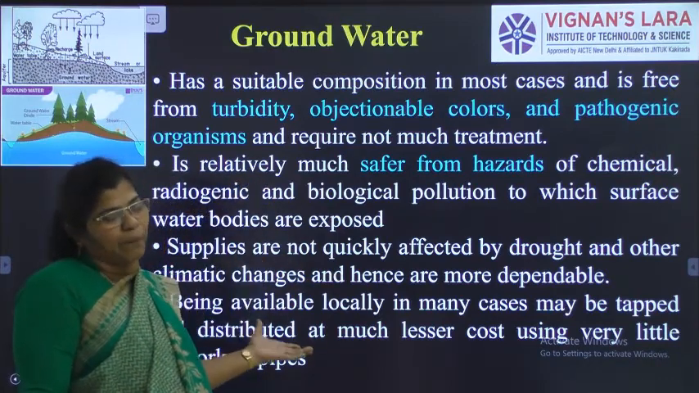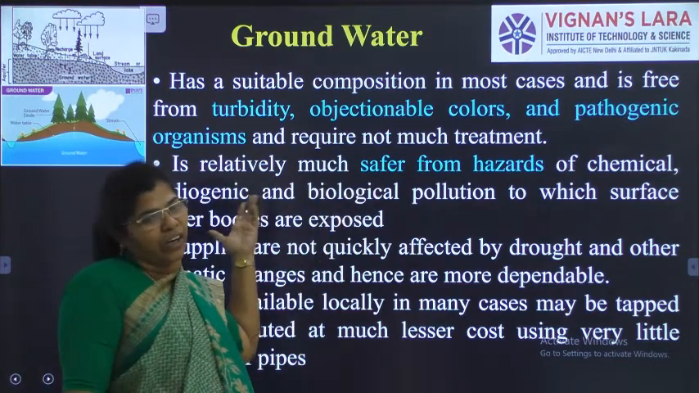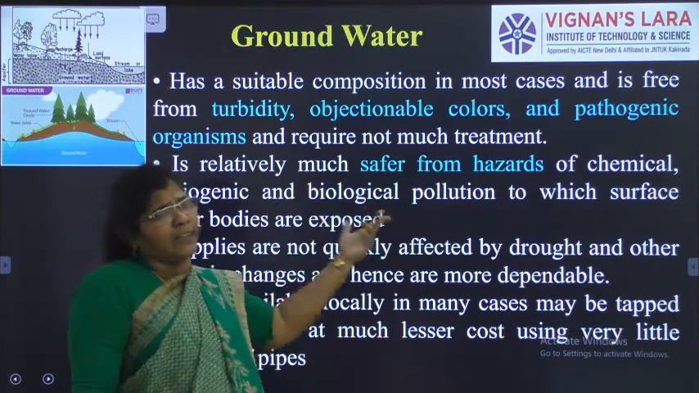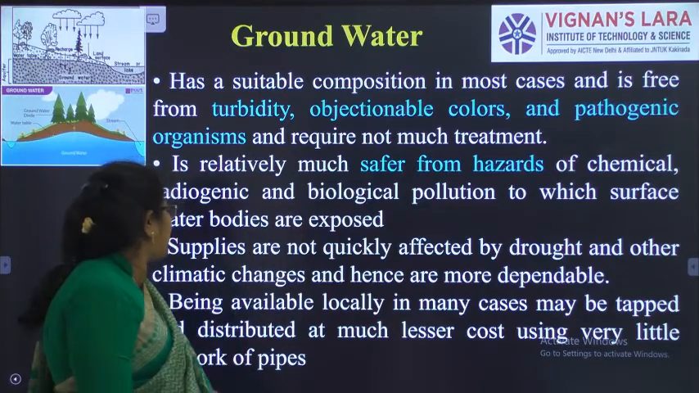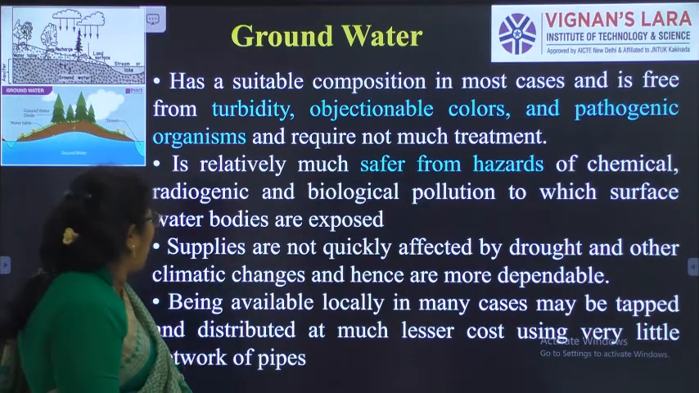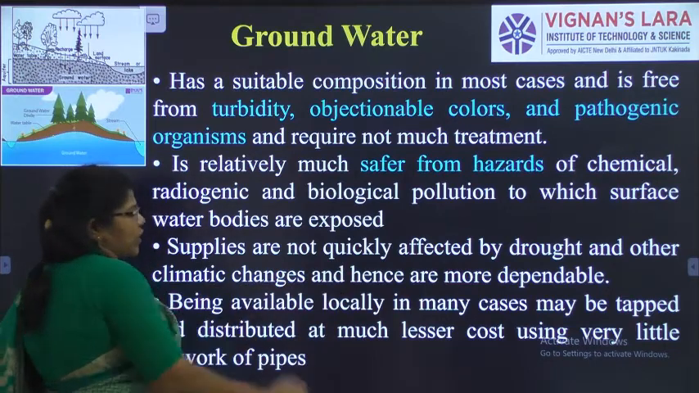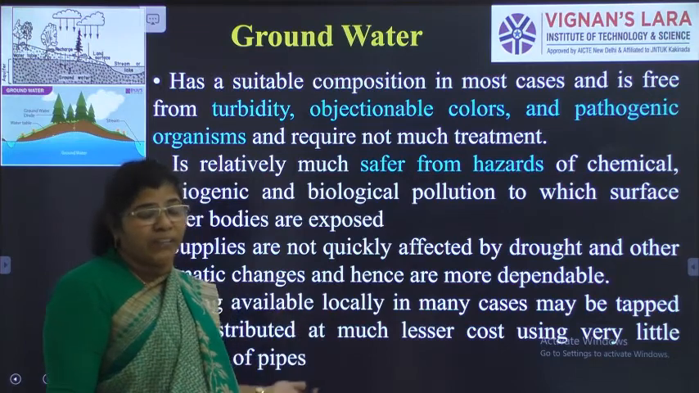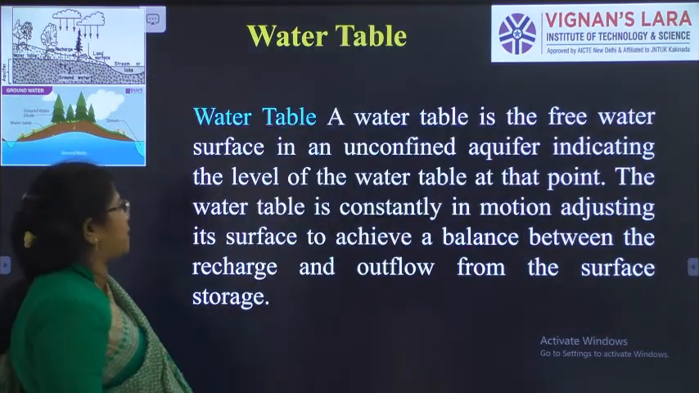adverse properties, that is turbidity, objectionable colors, pathogenic organisms are not there. It is also safe from hazards of chemical, radiogenic, biological pollution to which surface water bodies are exposed, and supplies are quickly affected by drought and other climatic changes. And it is more dependable. It is used in most regions for drinking purposes and other purposes.